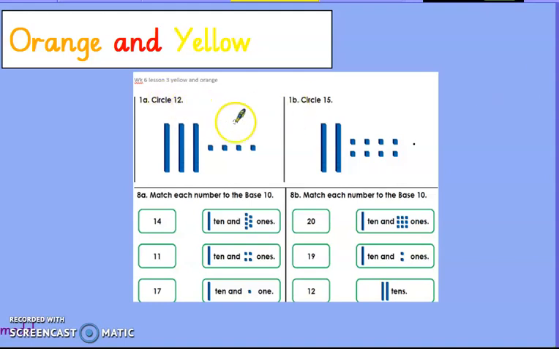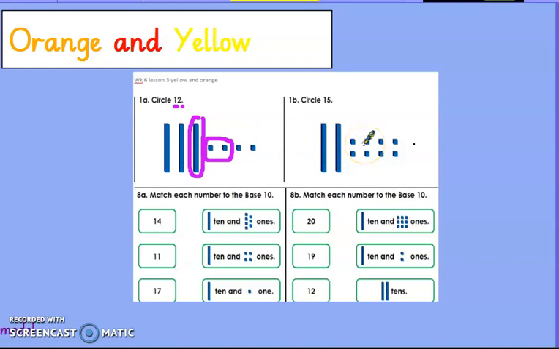Okay, so we're circling 12. We've got too many there. We've got 10, 20, 30, 1, 2, 3, 4. I don't want to circle 34. I want to circle 12. So look carefully. In the number, there's 1 10. So we'll circle the 1 10. And how many ones? There are 2 ones, so I need to circle 2 ones. So I've circled 12, okay?